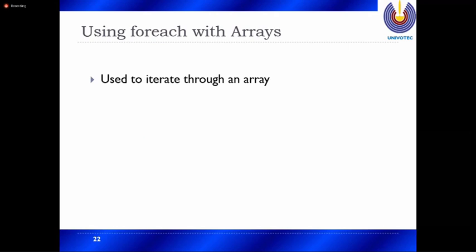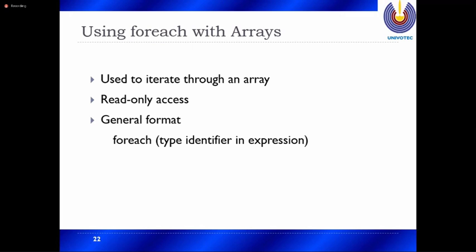The foreach loop is used to iterate through an array, with read-only access. This is read-only access, not write; we only read the element. The general format is foreach (type identifier in expression). With foreach, it goes through until the end of the array.